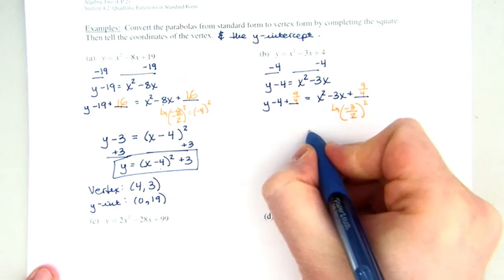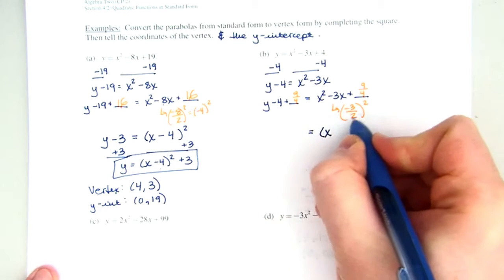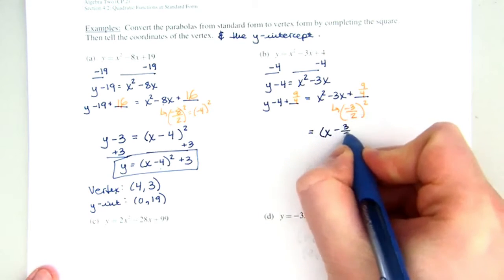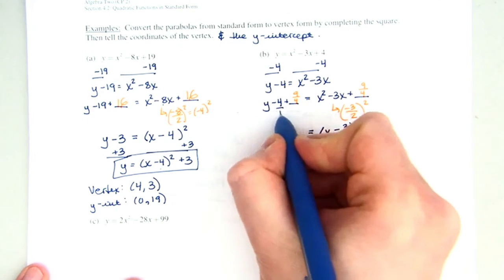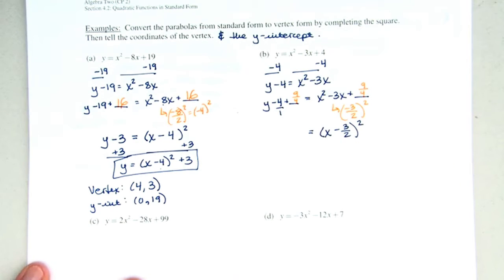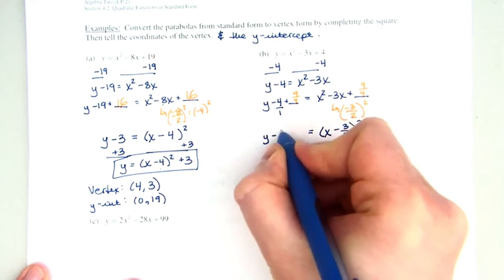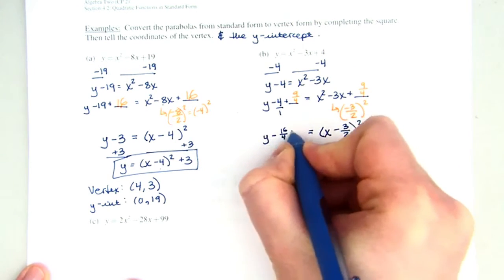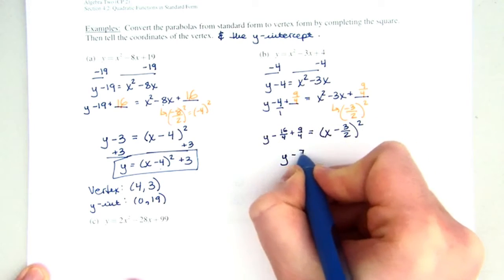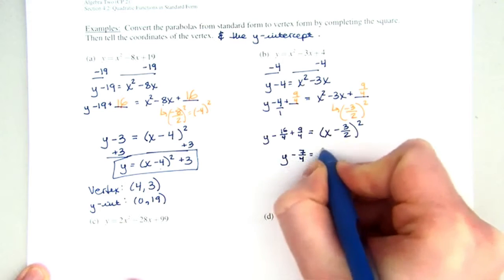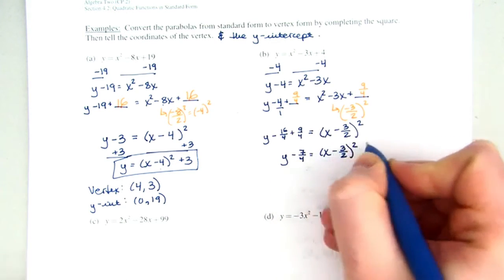Okay, well, on the right, I need to factor. So I'm going to get x and then half my middle number before squaring. That's x minus 3/2 in parentheses squared. On the left, we need to get a common denominator so we can add those. I think my common denominator is going to be 4, so y minus 16/4 plus 9/4. I'm thinking minus 7/4. Y minus 7/4 equals x minus 3/2 in parentheses squared.